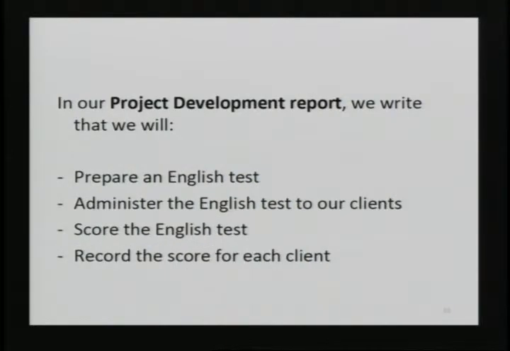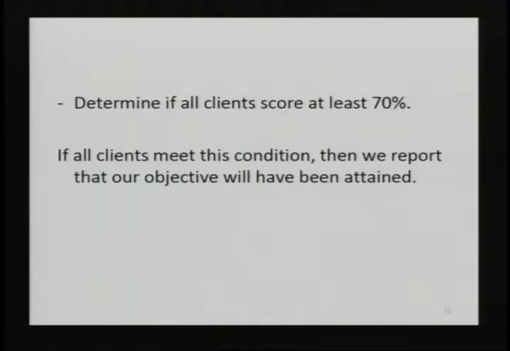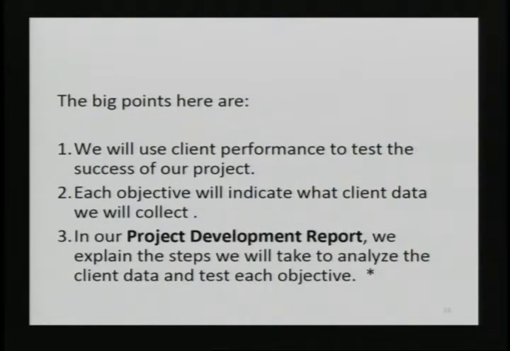Okay, in our project development report, we write that we will prepare an English test, administer the English test to our clients, score the English test, record the score for each client. Also, we will determine if all clients score at least 70%. If we find from the data that all clients meet this condition, then we report that our objective will have been attained. The big points here are, we will use client performance to test the success of our project.